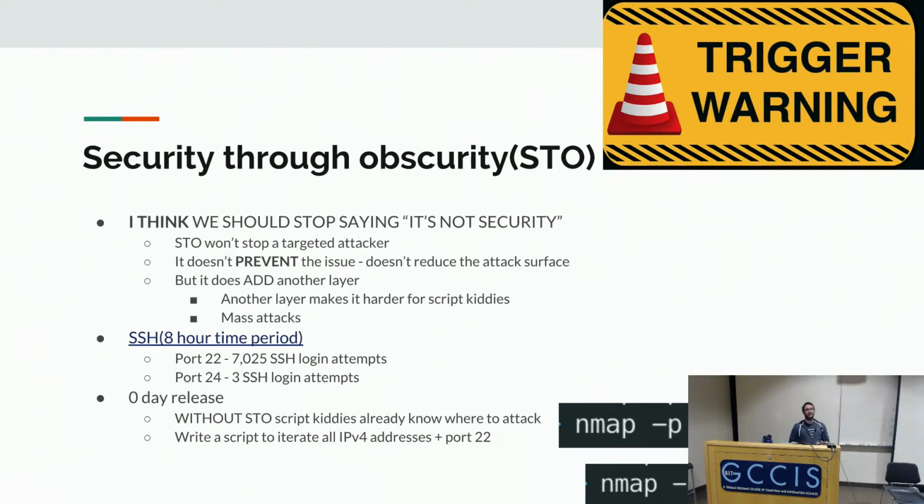So my one example here is, there was a guy, and there's the link to the blog post, he changed his default SSH port for 8 hours. On the default port 22, he had 7,000 logins in 8 hours. When he changed it to port 24, he had 3 logins, right? And I think that's a really cool thing to show that just changing the port had that much of an impact.